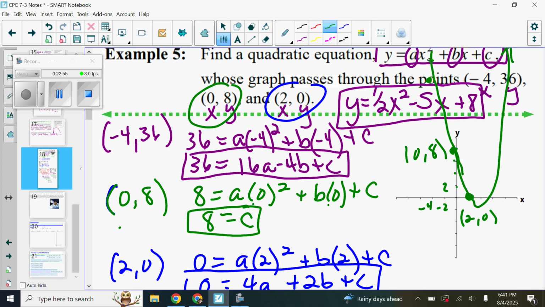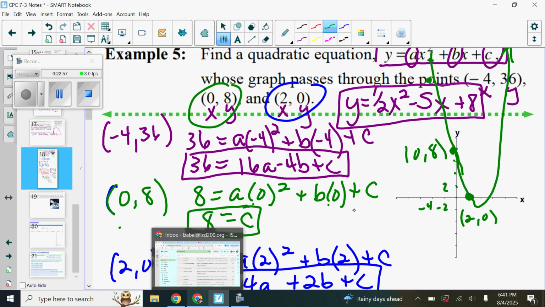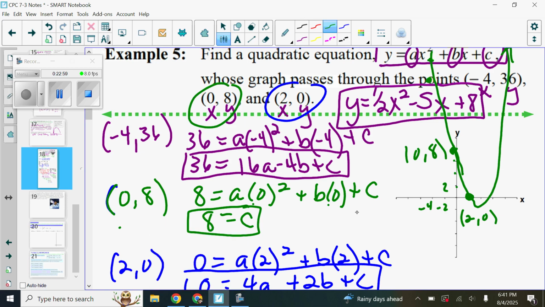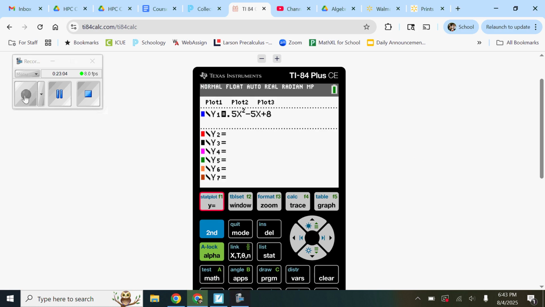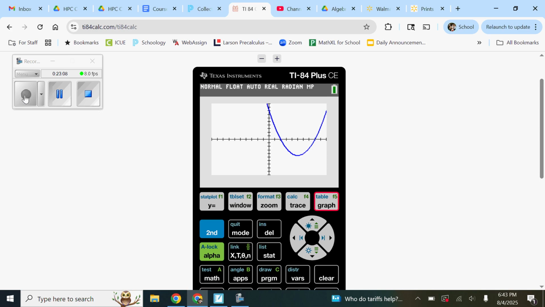So I'm going to have you go ahead and grab your graphing calculator and then put this equation in to your Y equals. All right, so I typed that into my Y equals. I just did 0.5 instead of the half, but either way. And take a look at the graph. So that's the thing that we're trying to show.